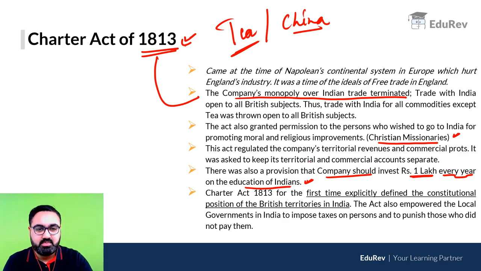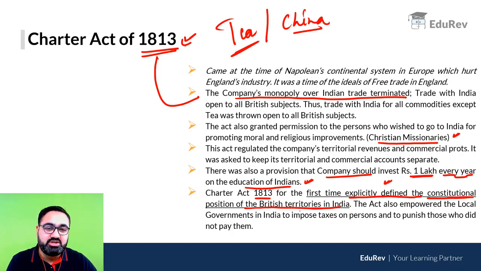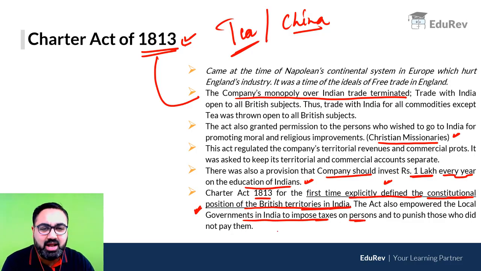Apart from this, this act for the first time explicitly said that the constitutional position of the British territories in India. So it explicitly said that the constitutional position will be given to British territories in India. That is again a very, very important point which you must remember. And one more small point, that local governments in India were also empowered to impose taxes on the people, and those who did not pay the taxes could be punished.